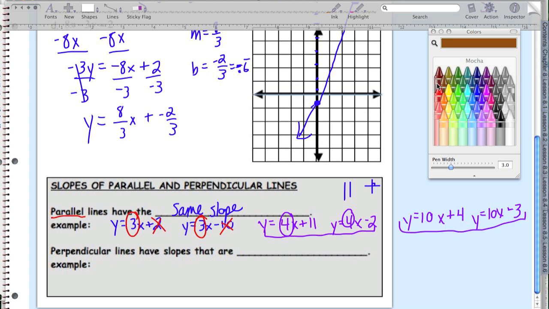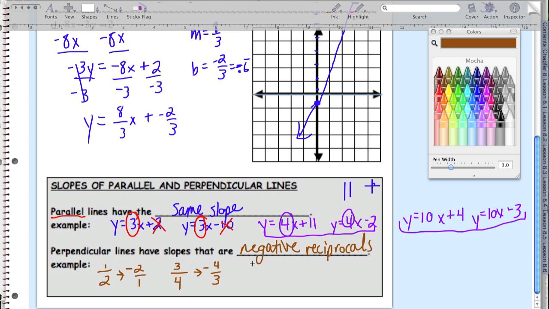Perpendicular lines are perpendicular if they have slopes that are negative reciprocals. Now we already learned what a reciprocal is. The reciprocal of 1/2 is 2 over 1. The negative reciprocal of something is, if this is a positive 1/2, my answer becomes negative. It flips the sign. So for instance, the negative reciprocal of 3/4 is negative 4/3.